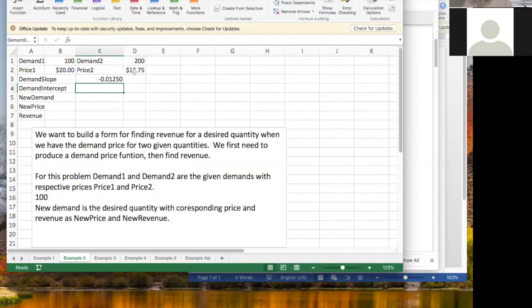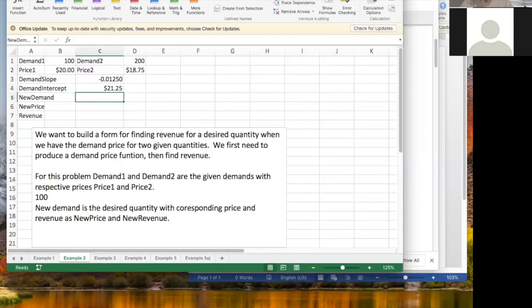The demand intercept, well, I already have a point, and so this is equal to, I take price 1, B1, and I'm going to subtract demand 1, D1 times the slope, C3.